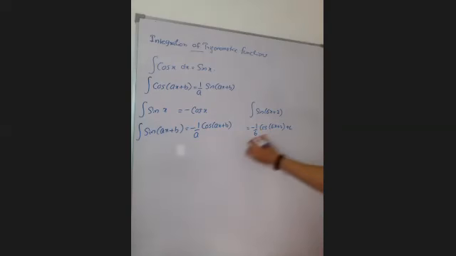For example, another one, if it is sine 2 minus 6x, the answer is minus 1 over minus 6 cos 2 minus 6x plus c. So that is 1 over 6 cos 2 minus 6x, the final answer. So the difference: integration of cos x is sine x, integration of sine x is minus cos x. That is a fact we need to understand.